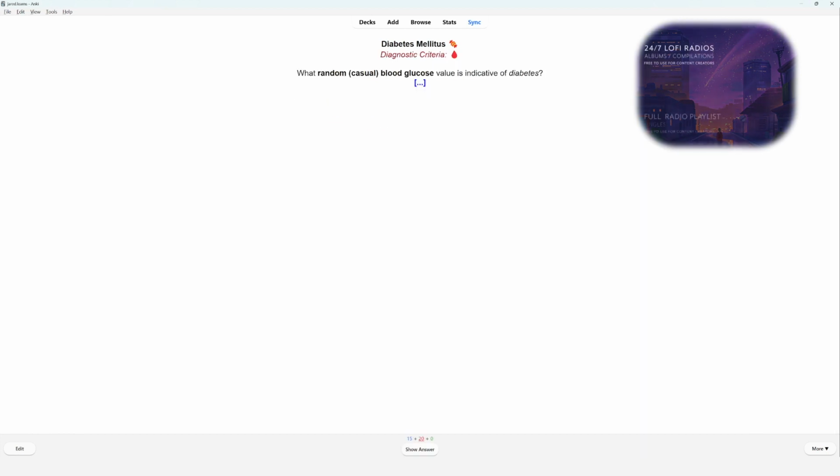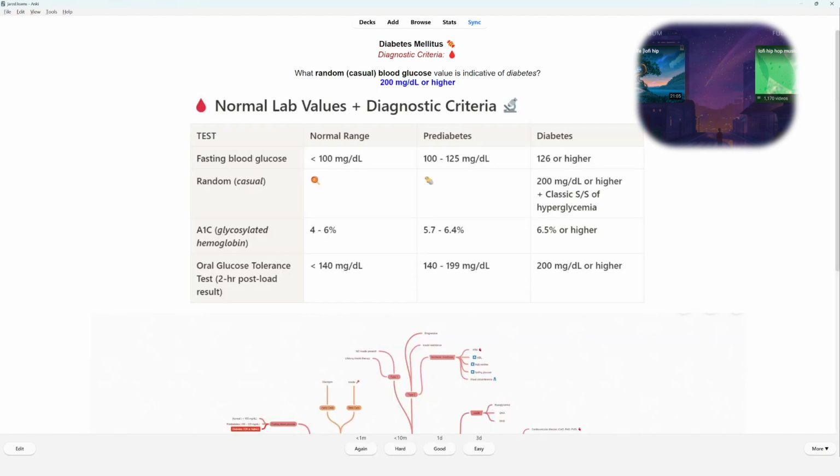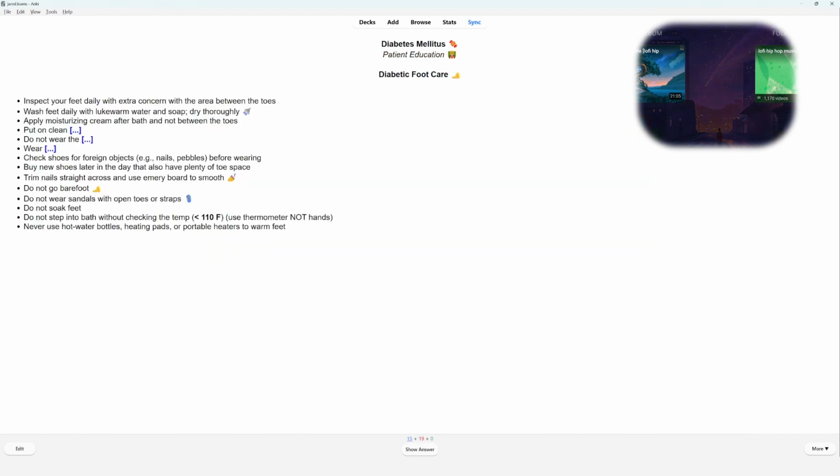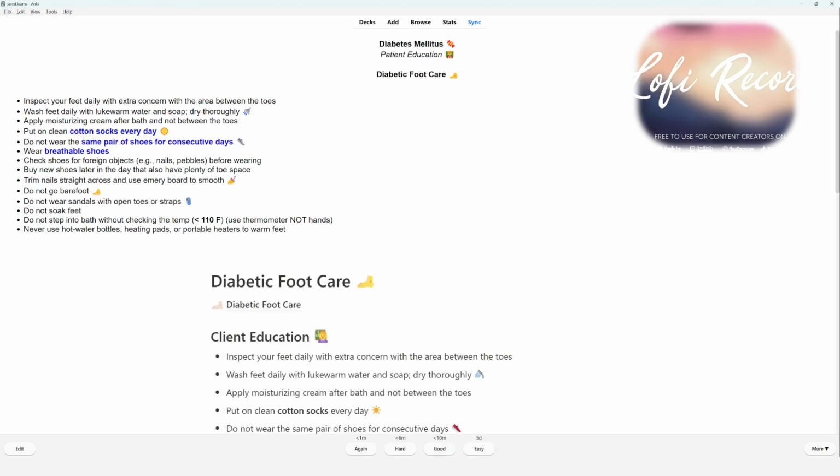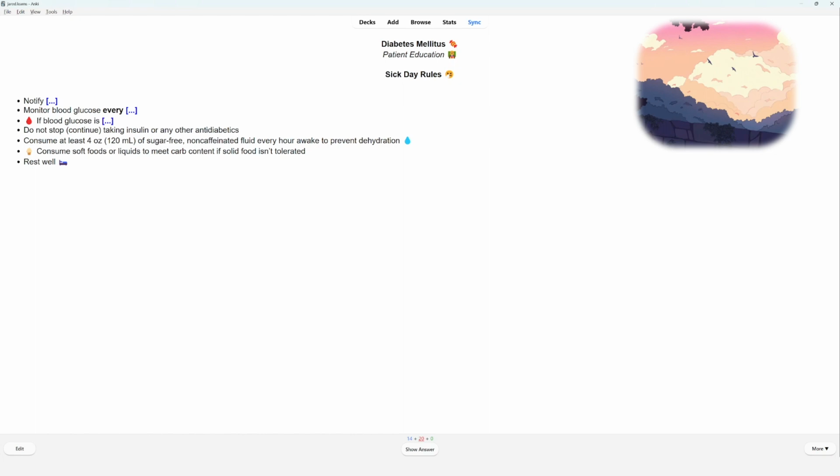What random blood glucose level is indicative of diabetes? Over 200 with classic signs and symptoms. Put on clean cotton socks, put on clean shoes, and do not wear the same shoes multiple days in a row. Wear cotton socks and breathable shoes. Notify the provider if ill, monitor blood glucose every 3 to 4 hours, and if blood glucose is over 240, monitor for ketones.